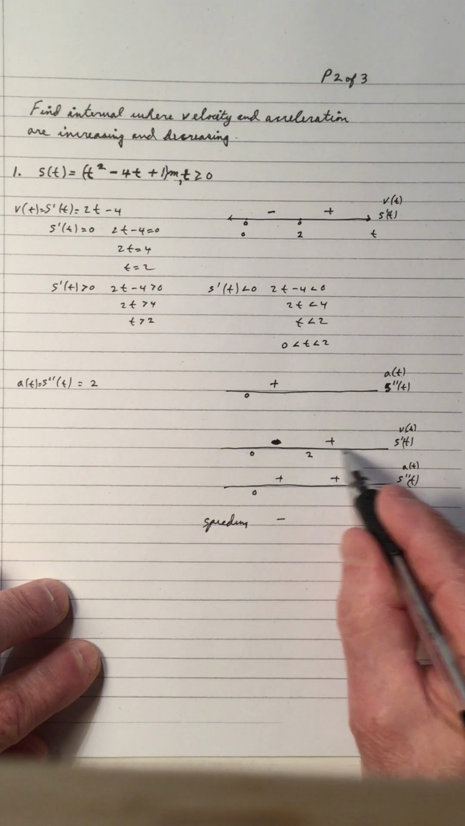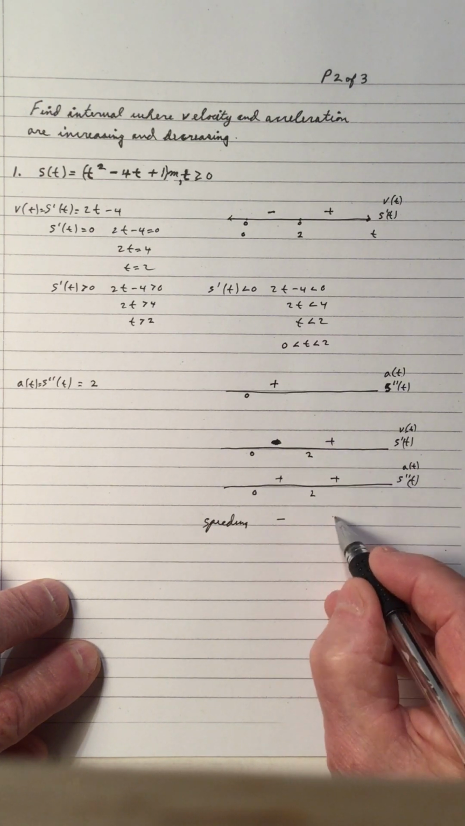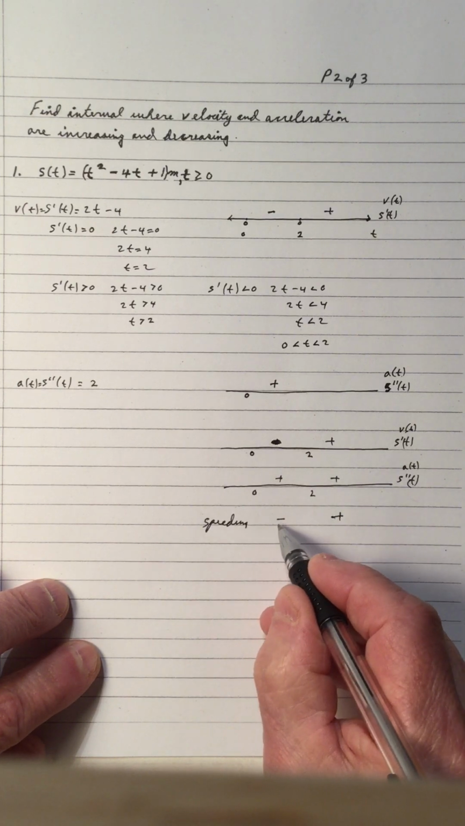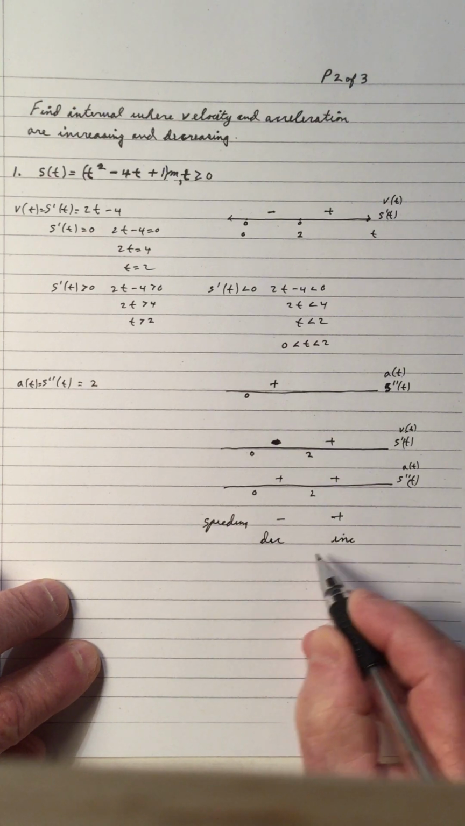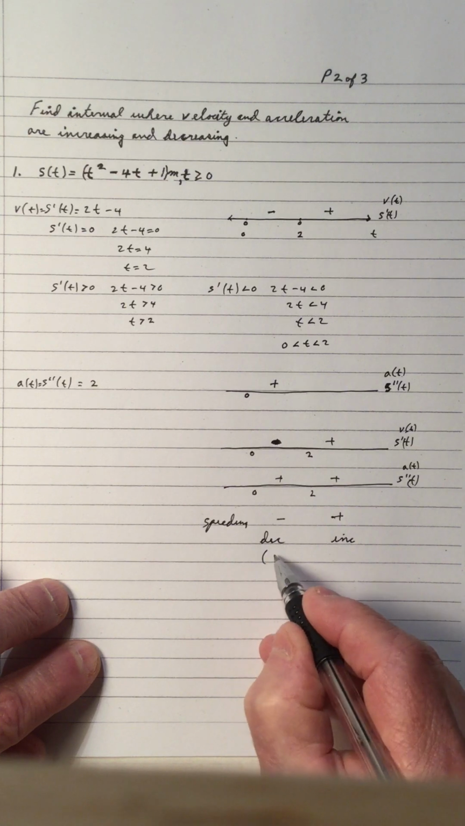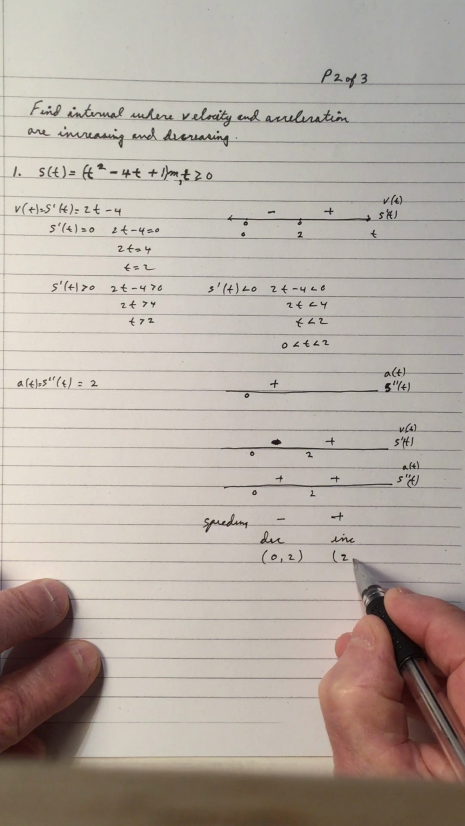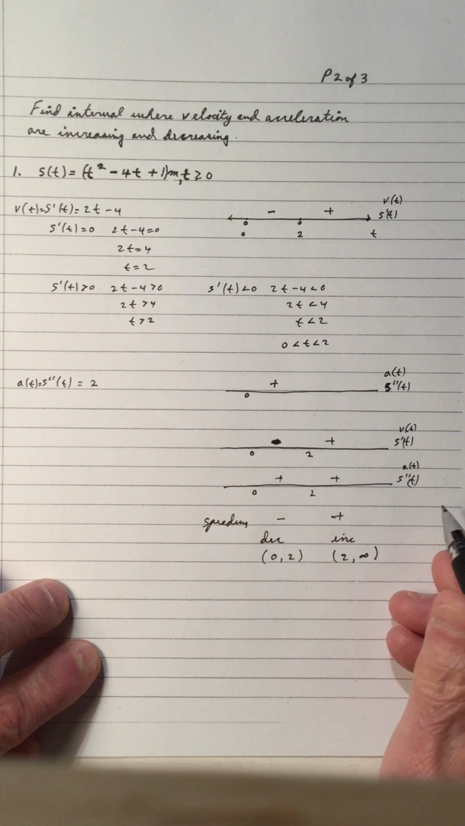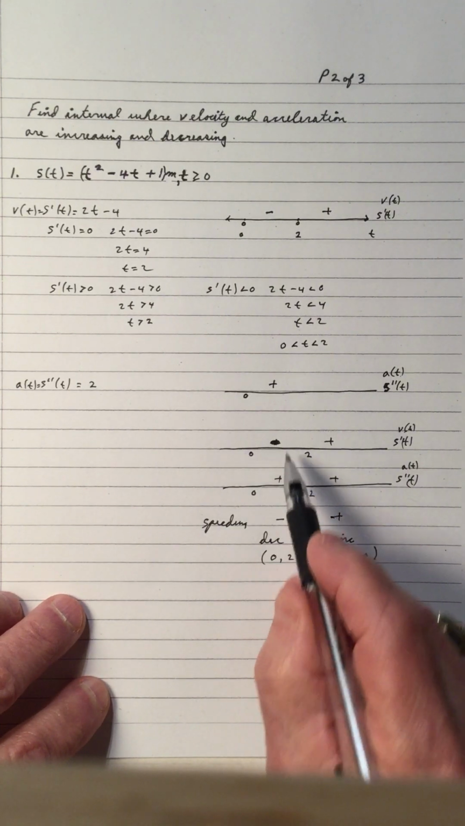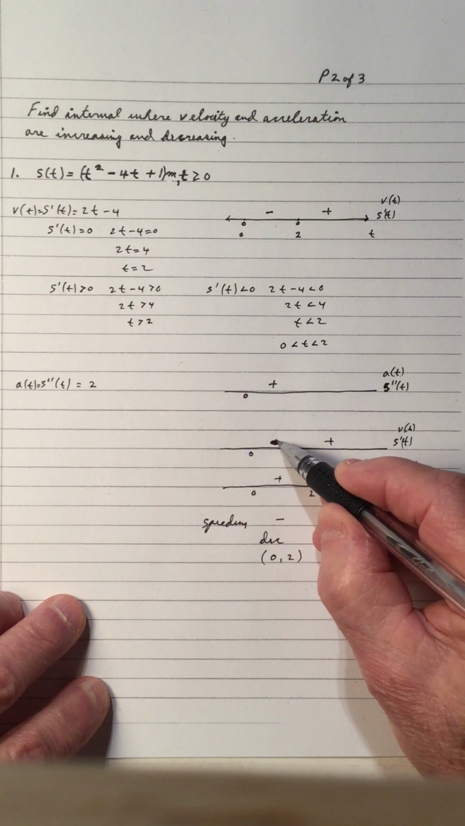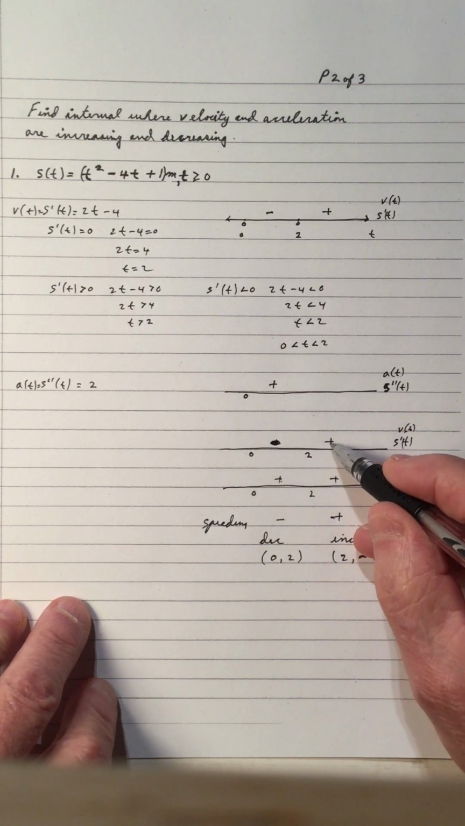And the velocity is positive after 2, and the acceleration after 2 is also positive. So both of them are positive, so the speed is increasing there, and it's decreasing here. In the interval from 0 to 2 it's decreasing, and in the interval from 2 to infinity, it's increasing. The interval where it's decreasing is 0 to 2, again because of the negative and the positive, and it's increasing because both of them are positive. It could also be increasing if both of them are negative.